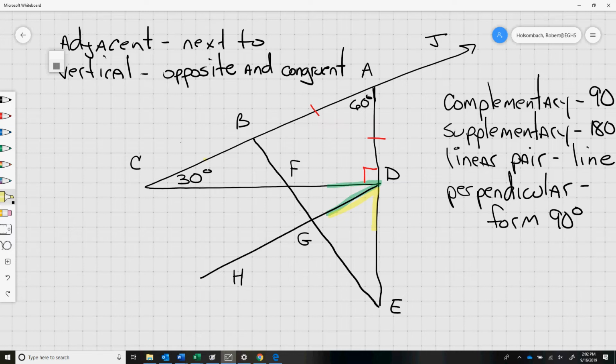These are complementary adjacent. They sum 90 degrees and they're next to each other. Now the reason they sum 90 degrees is because all of these together form a line, don't they? Yes. And this angle is 90 degrees, which means this angle on the other side has to be 90 degrees. The green and the yellow together. So they add up to 90 and they're next to each other.